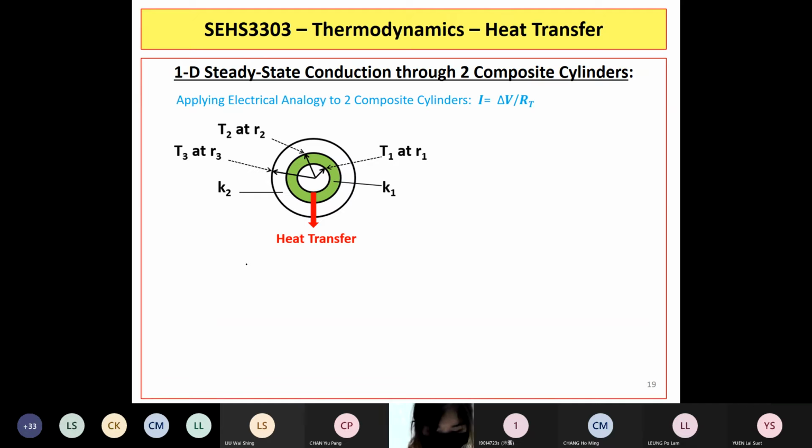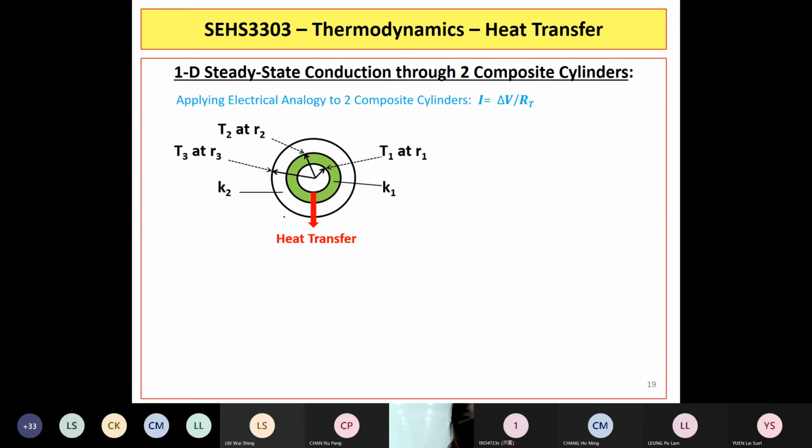So here we have known the analogy method, the electricity analogy method. We'd like to apply this electrical analogy method to the pipe, to the cylinder.